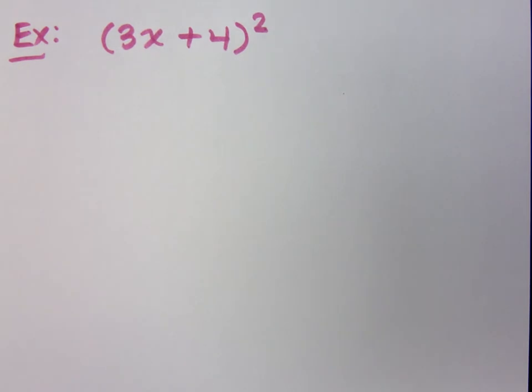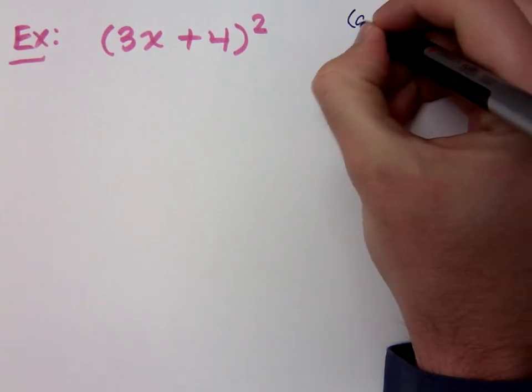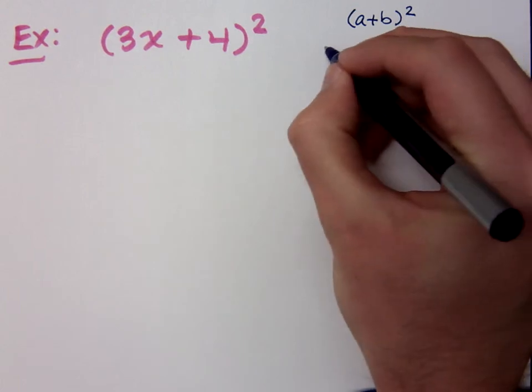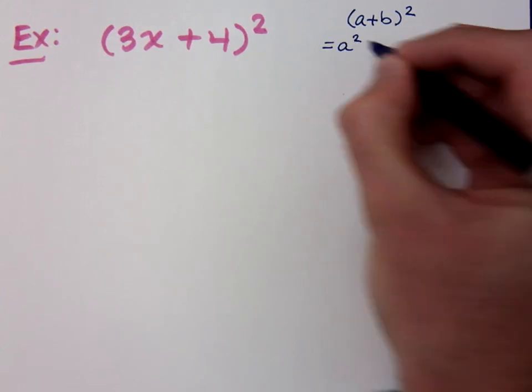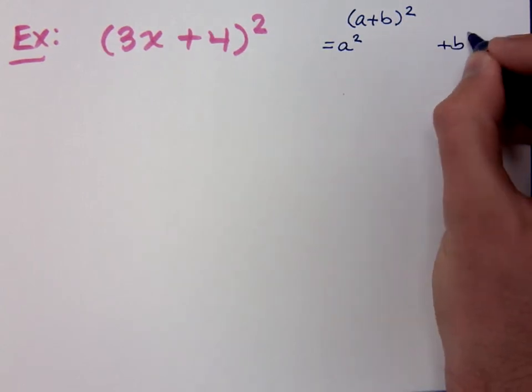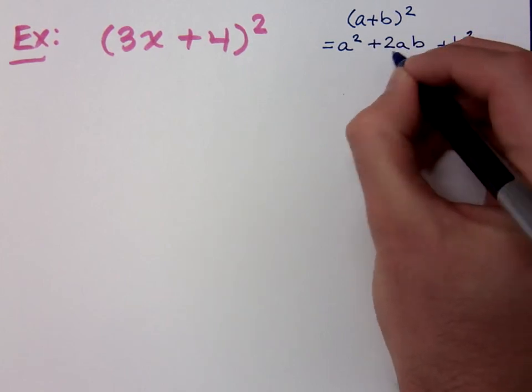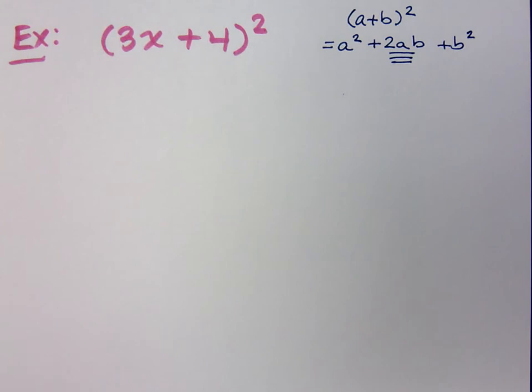All right. So let's just do some more examples. Try to reiterate the whole special product of squaring a binomial. So we had on the last page, let me rewrite that for you. When you are squaring a binomial, you get a squared, you get b squared, and there's that 2ab in the middle.